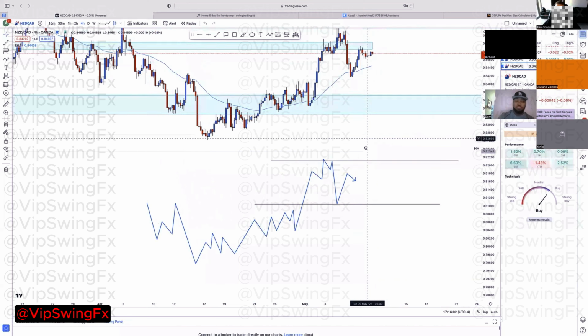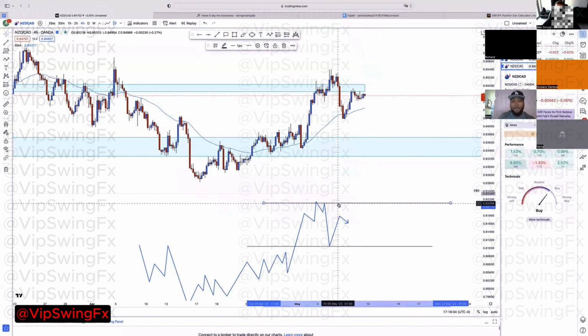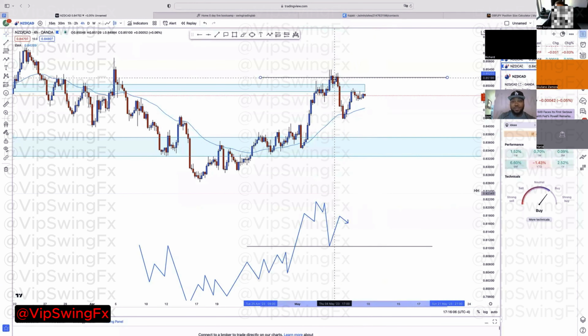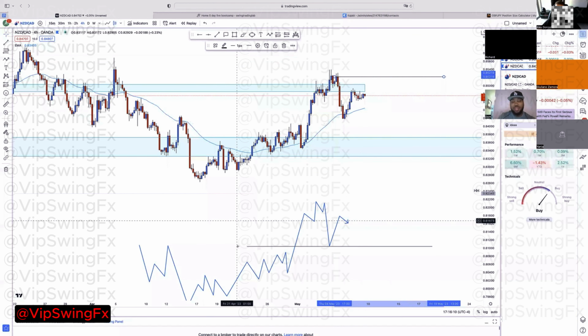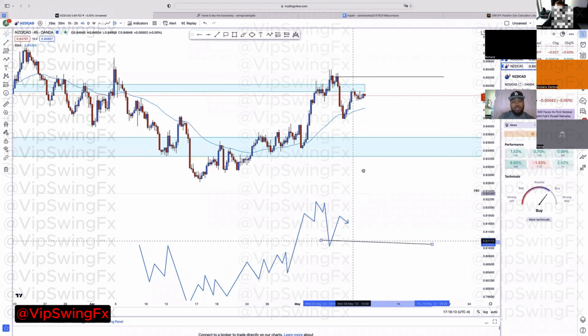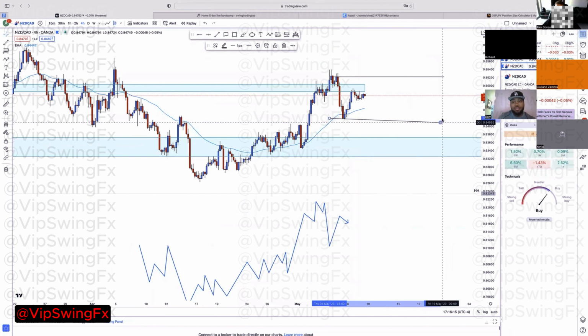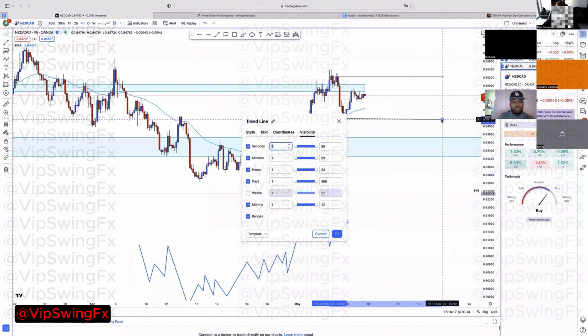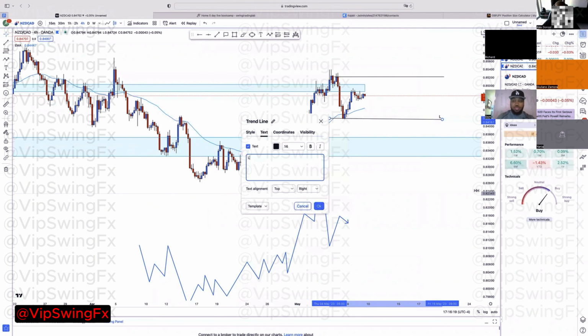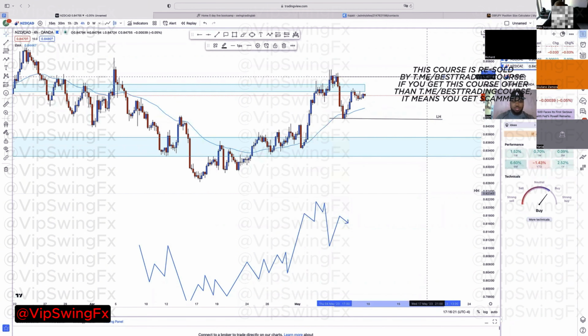So as of right now, this time frame is currently bearish. This is the lower high. And then this is the lower low. Damn, I did it wrong.